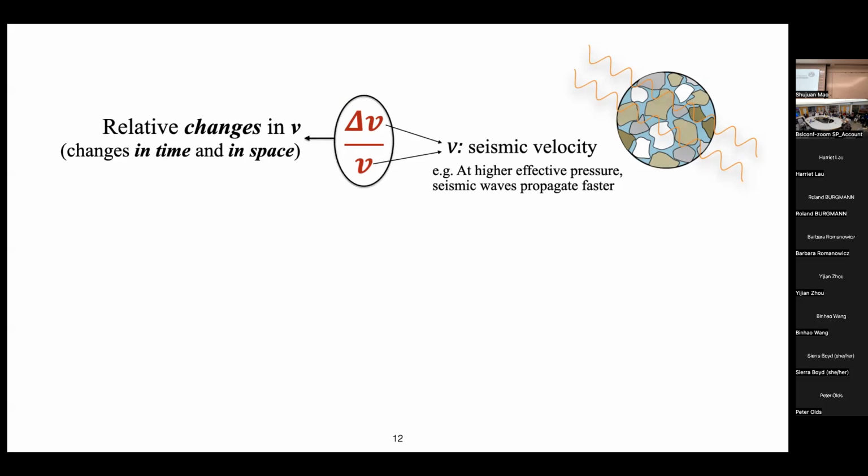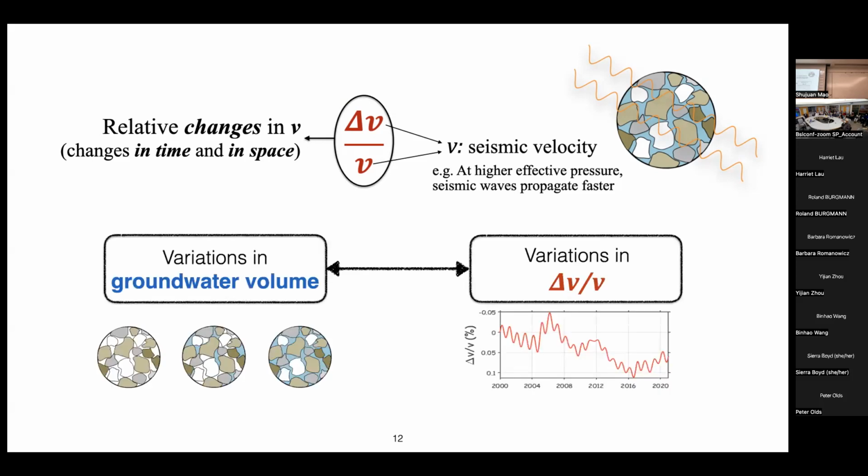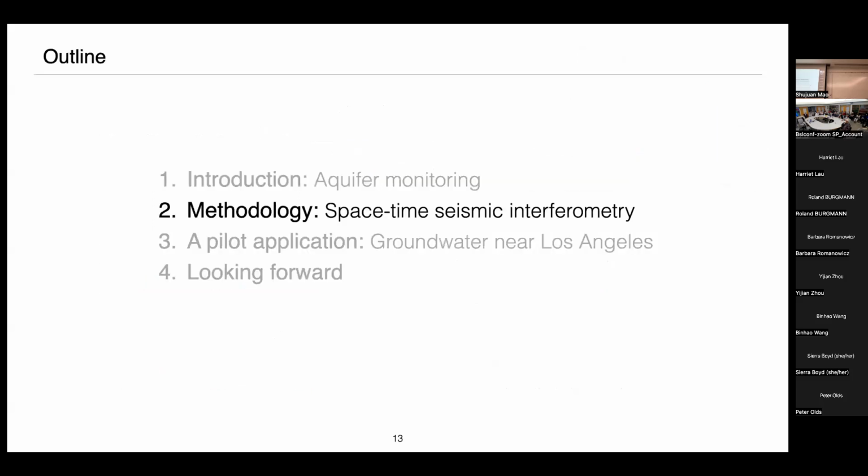The idea for us is to associate this delta V over V with the hydrologic properties of the rocks. In other words, we try to measure the variations in delta V over V and use that to track variations in groundwater volume. So this idea of using delta V over V to track water content changes has long been used in laboratory scale rock physics experiments. But only recently have seismologists been able to measure it continuously at realistic scales. So how to do that? The answer lies in the second part of my talk, the space-time seismic interferometry.